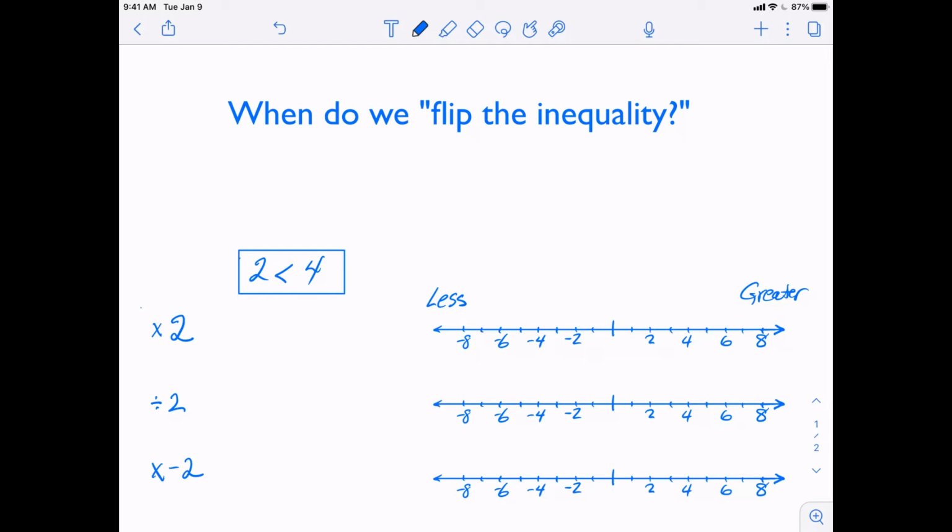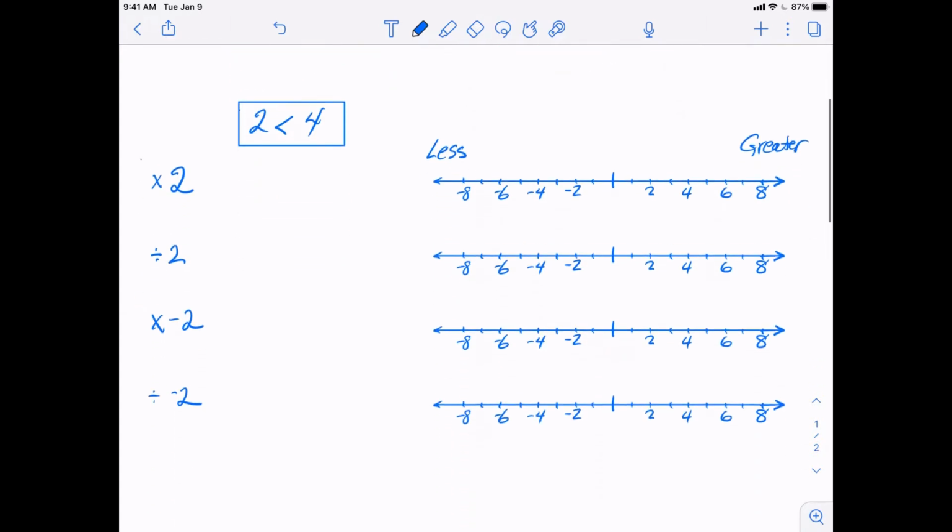For the most part, when you're solving inequalities, you can use exactly the same steps as you would use when you are solving equations. The only difference is that there are certain circumstances under which you need to flip the inequality, and by that I mean change the sense of the inequality or change the direction of the inequality when you multiply or divide by a negative number. So let's see why that is.